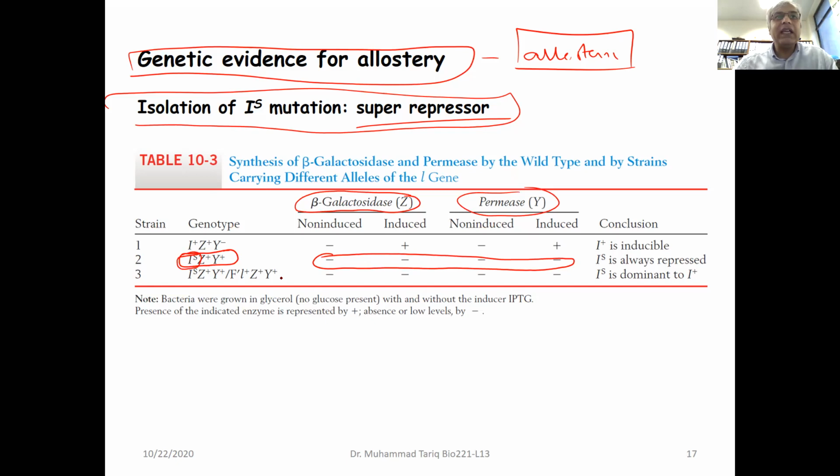Now, when they tried to complement and find the dominant and recessive relationship of super repressor with wild type, I plus Z plus Y plus with I super repressor Z, the guy remains off always. The conclusion is that IS, the super repressor, is dominant over I plus. It means the IS molecule, whatever the protein is, is not responding to your IPTG induction or lactose.